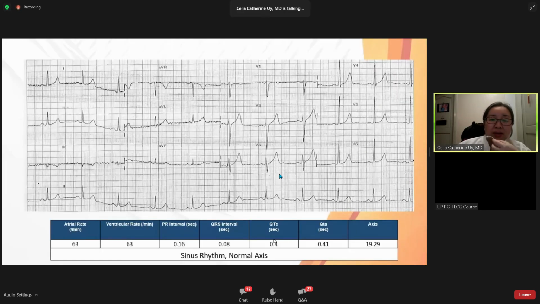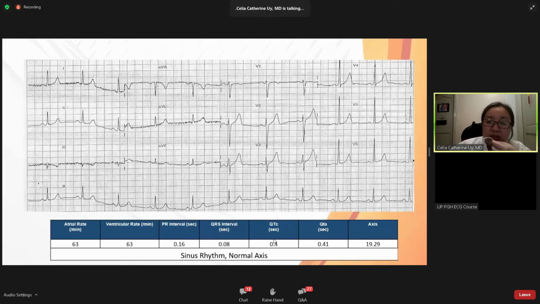Okay, all right, so here, just again, take note that you have a very regular rhythm over here. If you count the number of small squares between your R's, it's relatively regular. There's a P wave before each and every QRS complex.